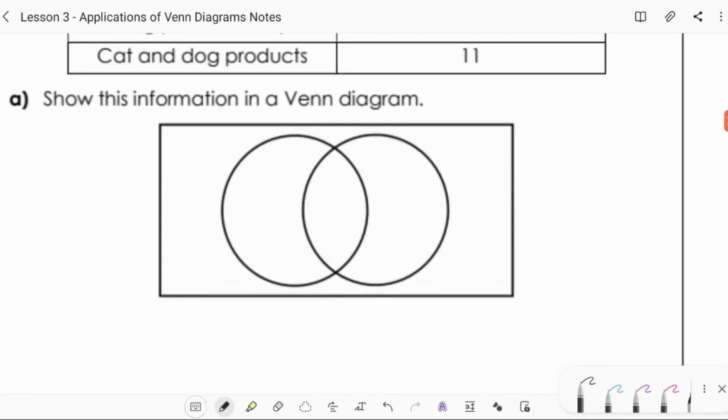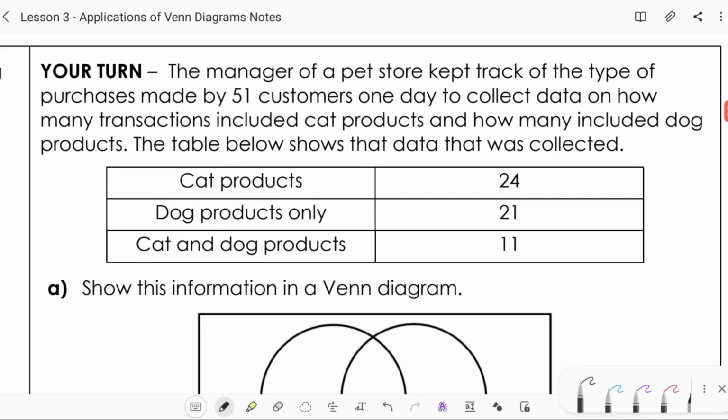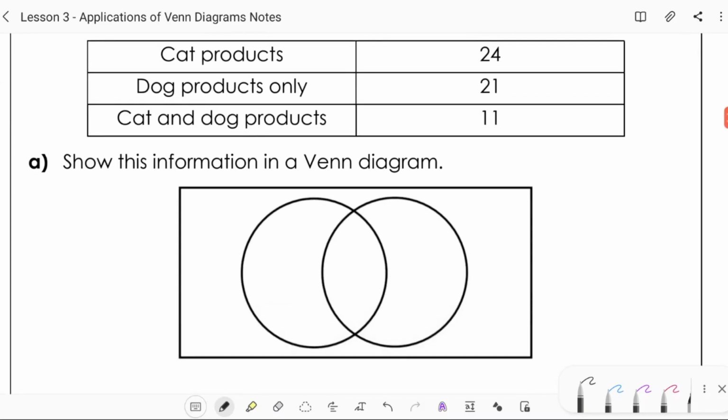All right, your turn. Give the next one a try. The manager of the pet store kept track of the type of purchases made by 51 customers one day to collect data on how many transactions included cat products, how many included dog products. So 24 cat products, 21 dog products only, and then 11 cat and dog products. So think about those keywords, see if you can try to fill in this Venn diagram. Pause, give it a try yourself. Most important thing, try it yourself, don't just follow along. And then come back and we'll see where we're at.